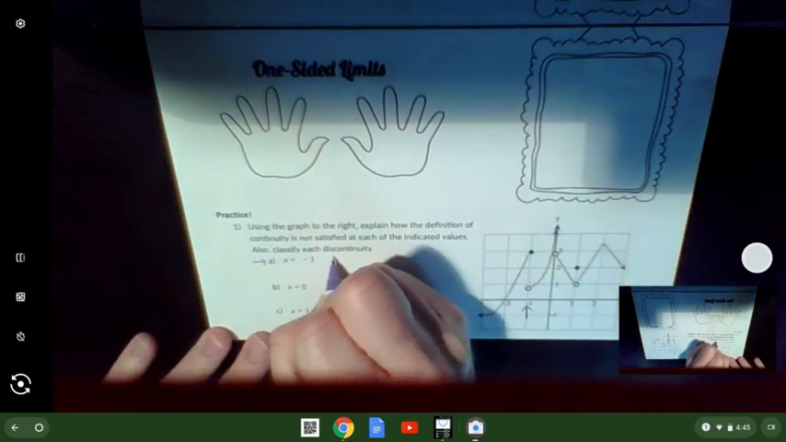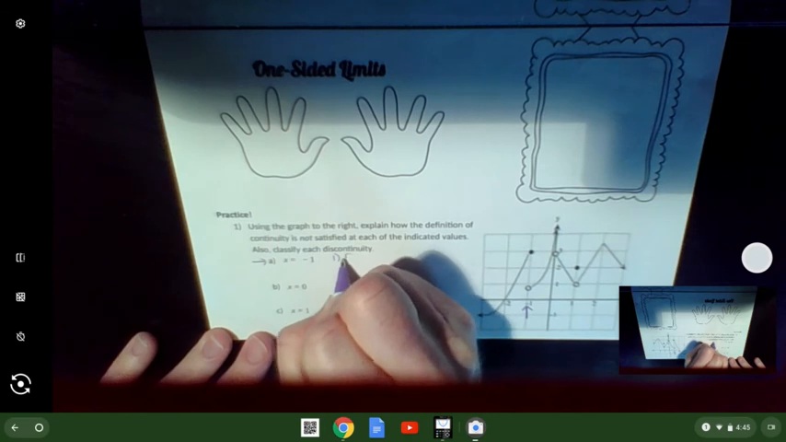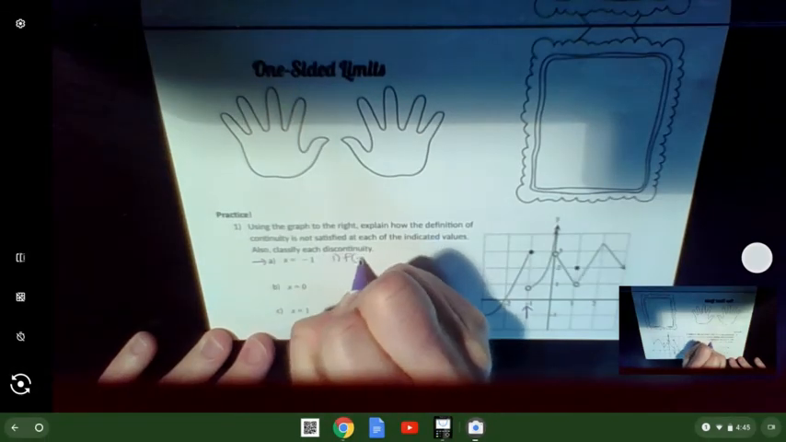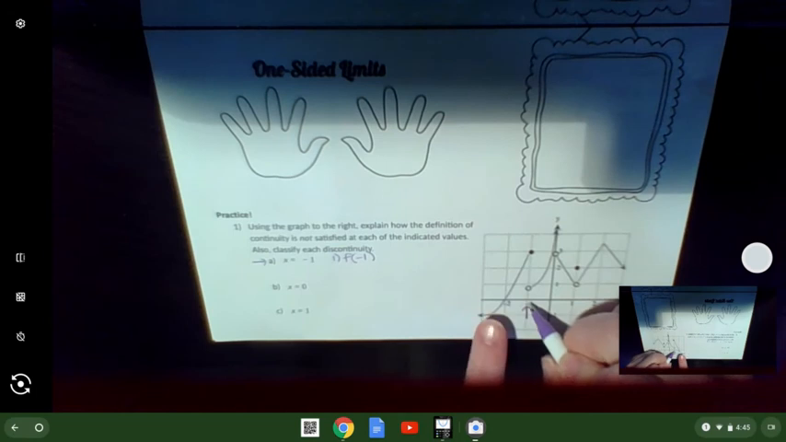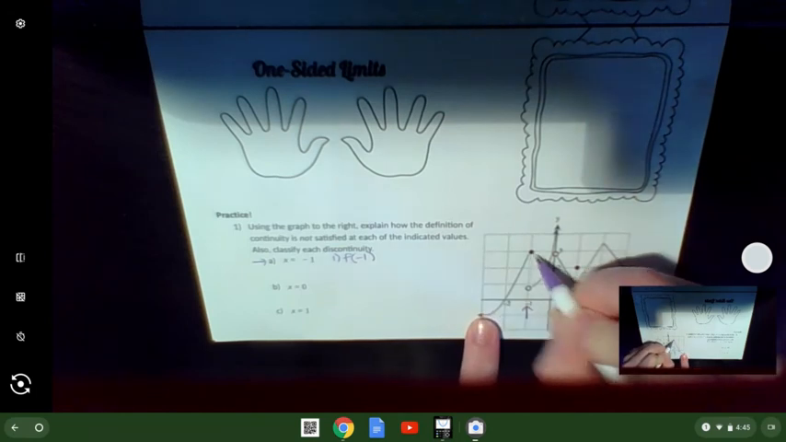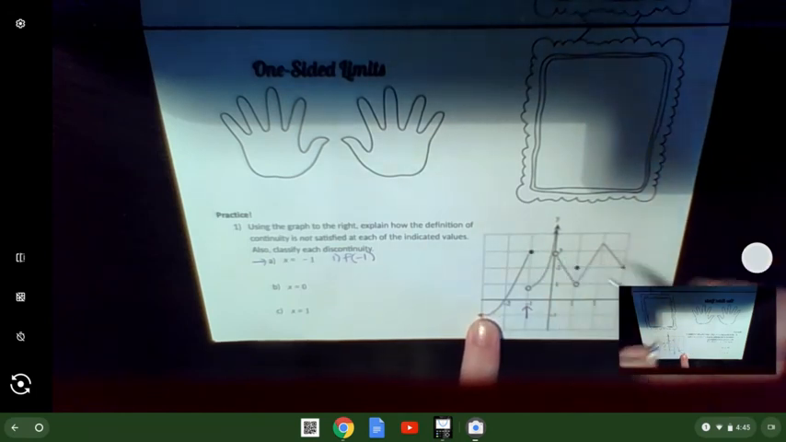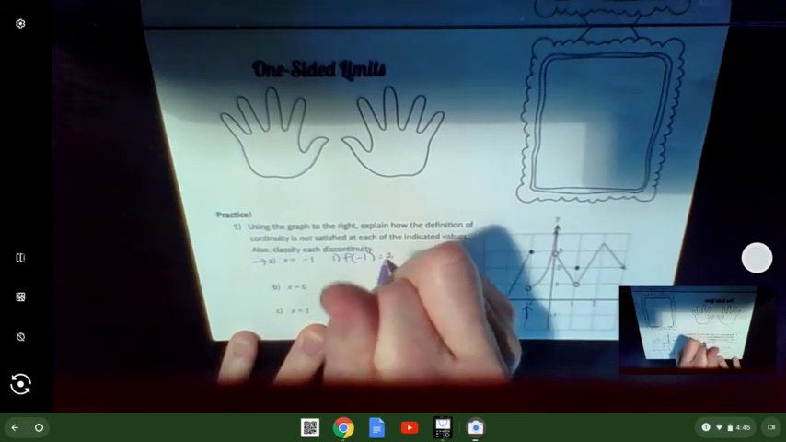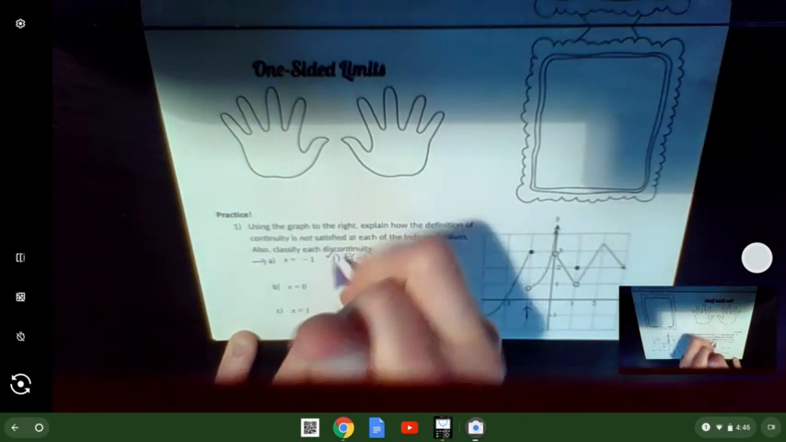So condition 1 says f of c, in this case, we're looking at -1, must be defined. So I'm going to look at -1. Is there a defined point? The answer is yeah. Right there, there's a defined point at a y value of 3. So we pass condition number 1.